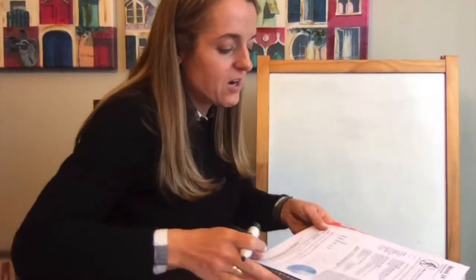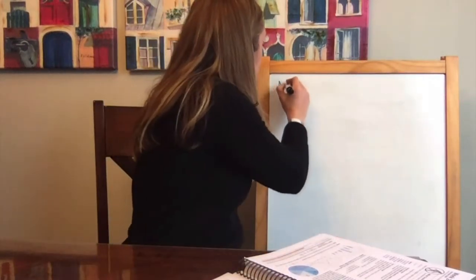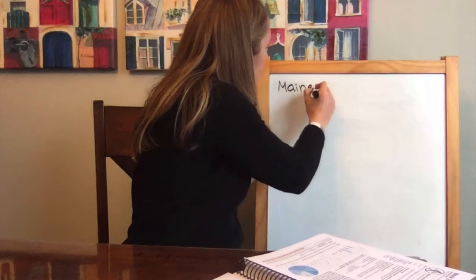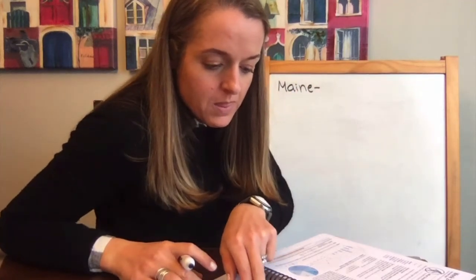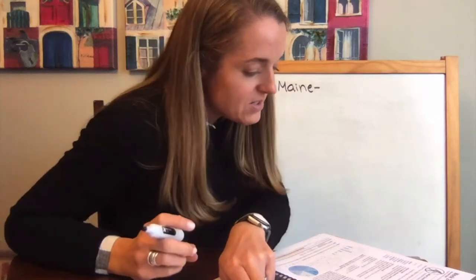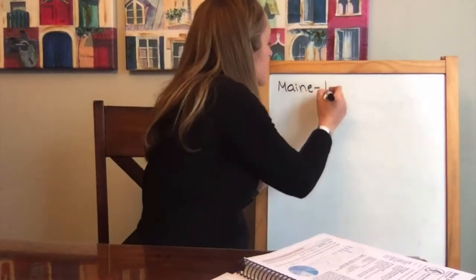And then together as a class, we're going to look at the data and make a graph to show our data. So we're going to look at just one portion of the United States, the New England area. So we're going to look at Maine. And can you look at your chart and tell me how many sightings there have been in Maine? It says 17. There have been 17 sightings in Maine.